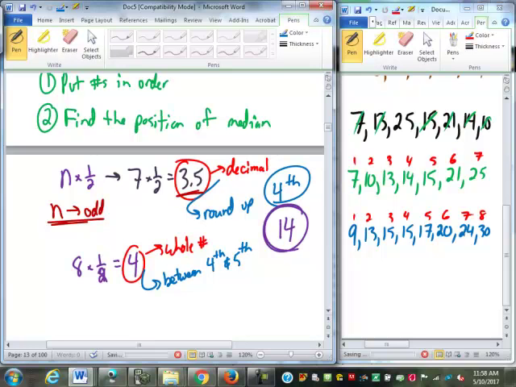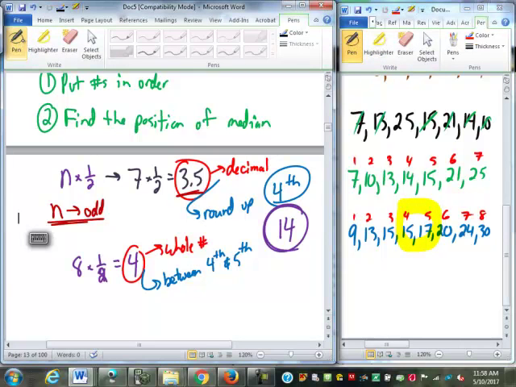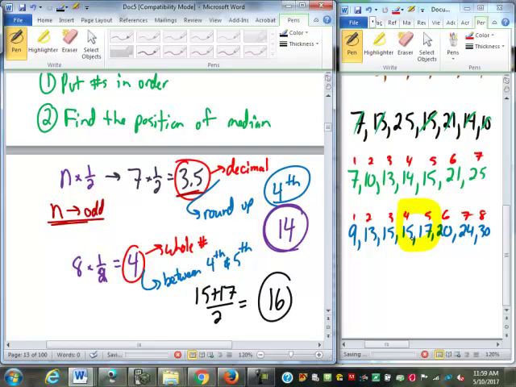So over here, fourth number is 15, 5th number is 17. So my median is between 15 and 17. So to do that, I average those together. 15 plus 17 divided by 2 is 16. So the median of that second set of numbers would have been 16.